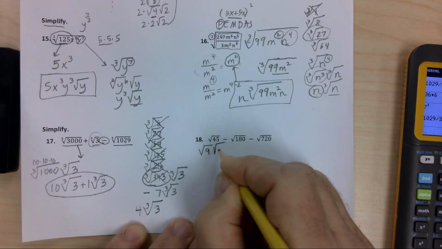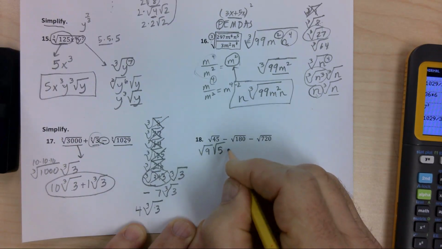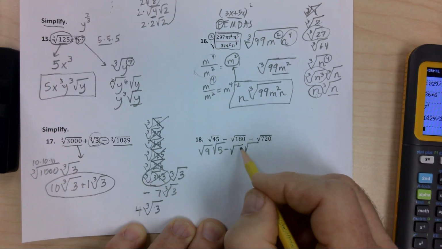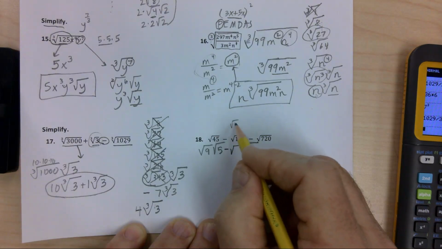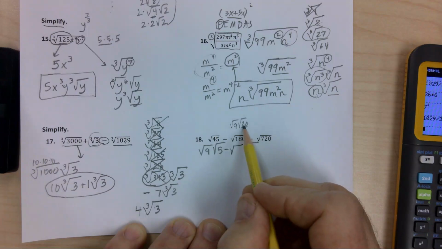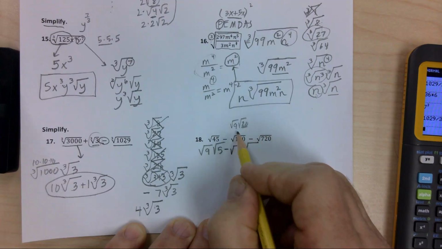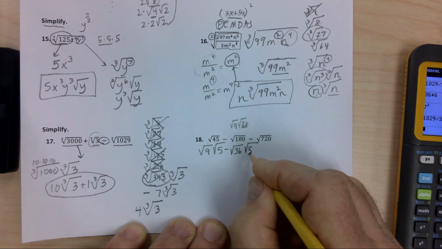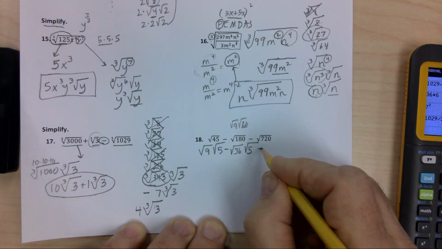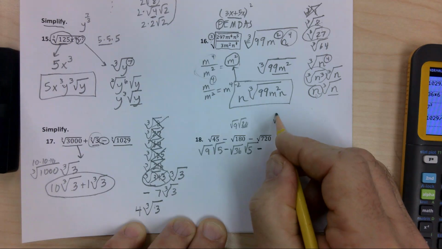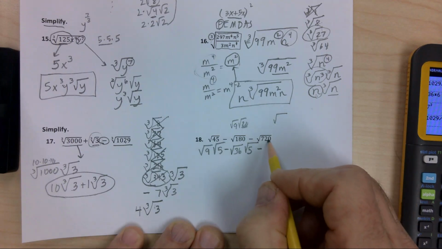45, 9 and 5. 180. Let's break that down. Let's be careful. I know 9 goes into that. I could go 9 and 20, but because this can be broken down, I must not have found the biggest one. And believe it or not, 36 goes in there 5 times. And then negative 720, again, we got to go through our big old list and try to find our biggest one. It makes our life easy.